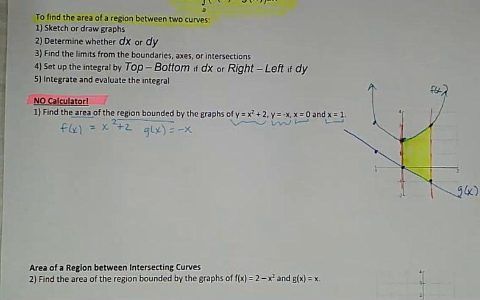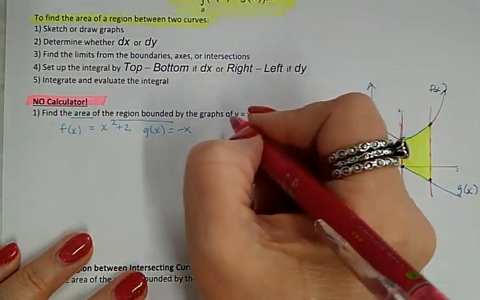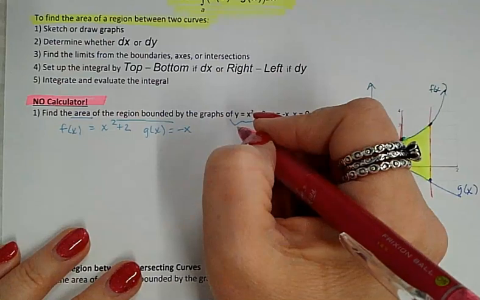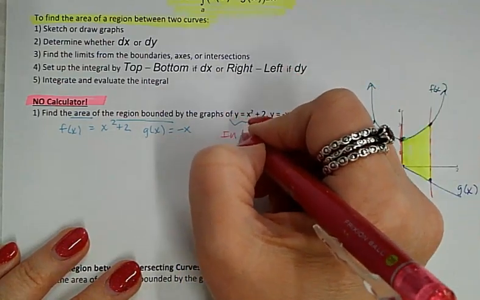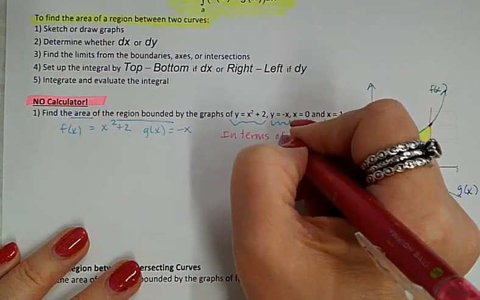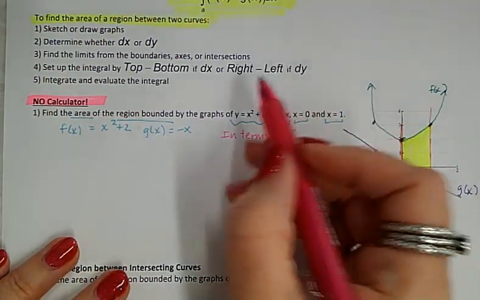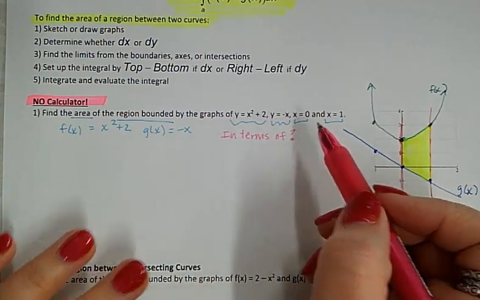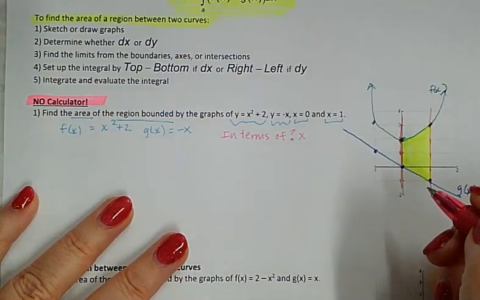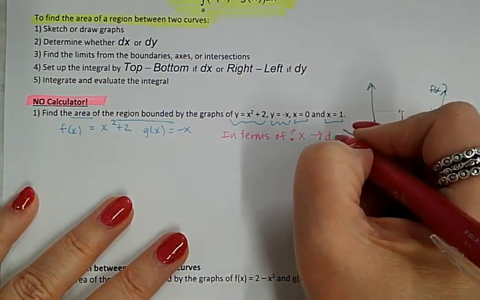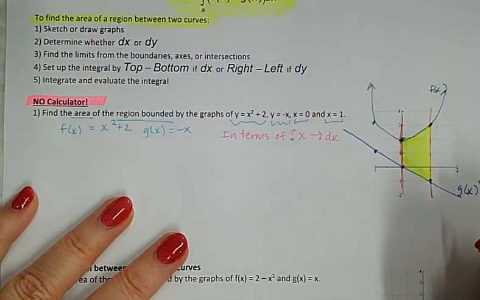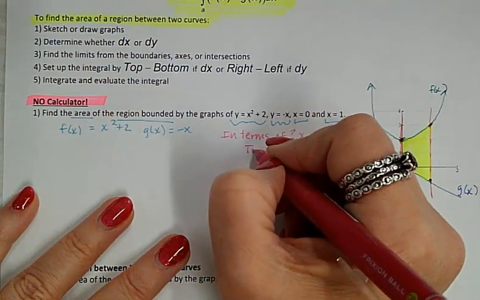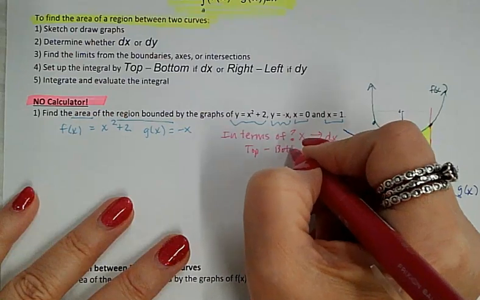All right, the next thing I want to do is look at the equations themselves. So I am going to ask myself the first question. When I ask myself this, I always say, in terms of what? And what that means is when I look at this equation, you can see y is in terms of x. Y is in terms of x. So I'm going to say it's in terms of x. When it's in terms of x, then I'm going to be using a dx situation. And if it's dx, then it's going to be top minus bottom.